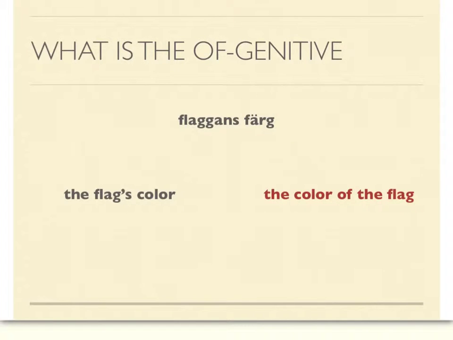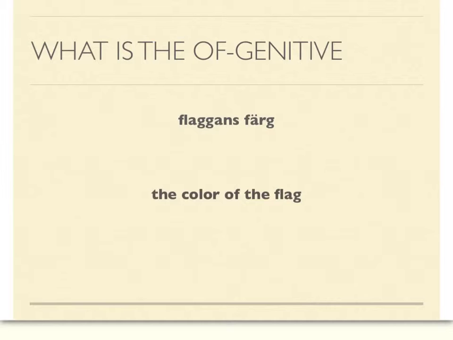Well, to start with, in Swedish there's just one way of creating the genitive. Flaggans färg. Okay? In English, though, there are two ways. There's the s-genitive, the flag's color, where we add apostrophe s. And it's the of-genitive, the color of the flag, which is what we're going to look at today.